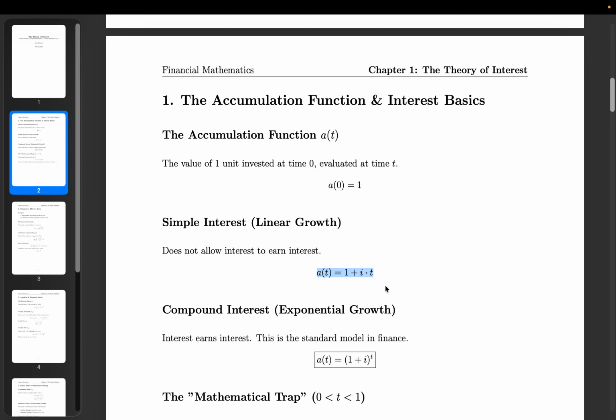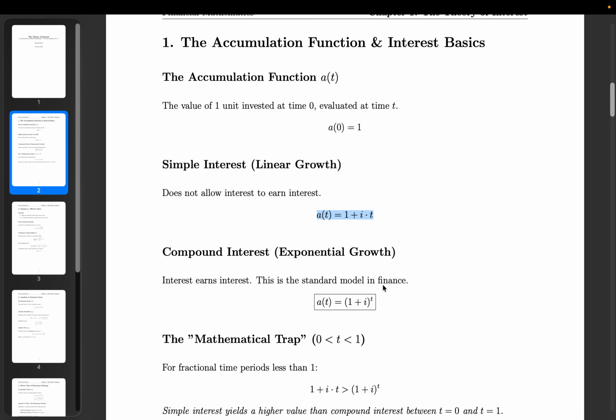Second, we have compound interest. This is exponential growth, and the formula is A(t) = (1 + i)^t. Here your interest earns interest. The graph curves upward, getting steeper and steeper.